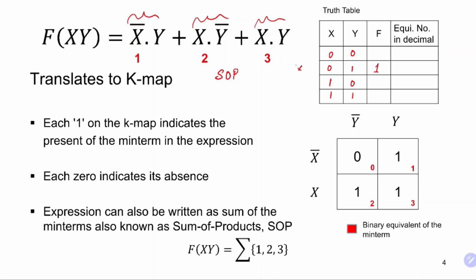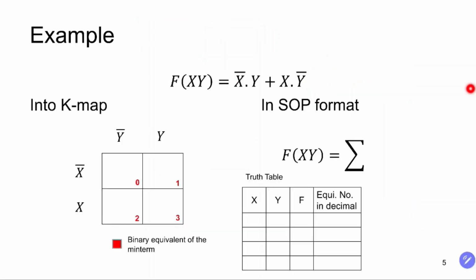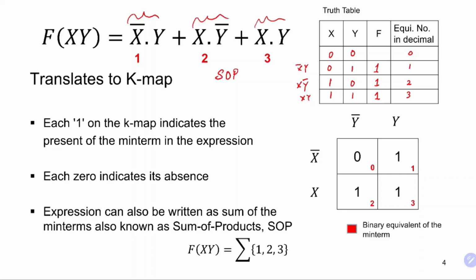This term is my x bar y. And then I have x y bar, which means that x is 1, y is 0. So this is my x y bar. I'll get a 1 in my function. And then here is x and y. I got a 1 in my function. In terms of decimal equivalence of this truth table, this is 0, 1, 2, 3, the binary equivalence of x and y.